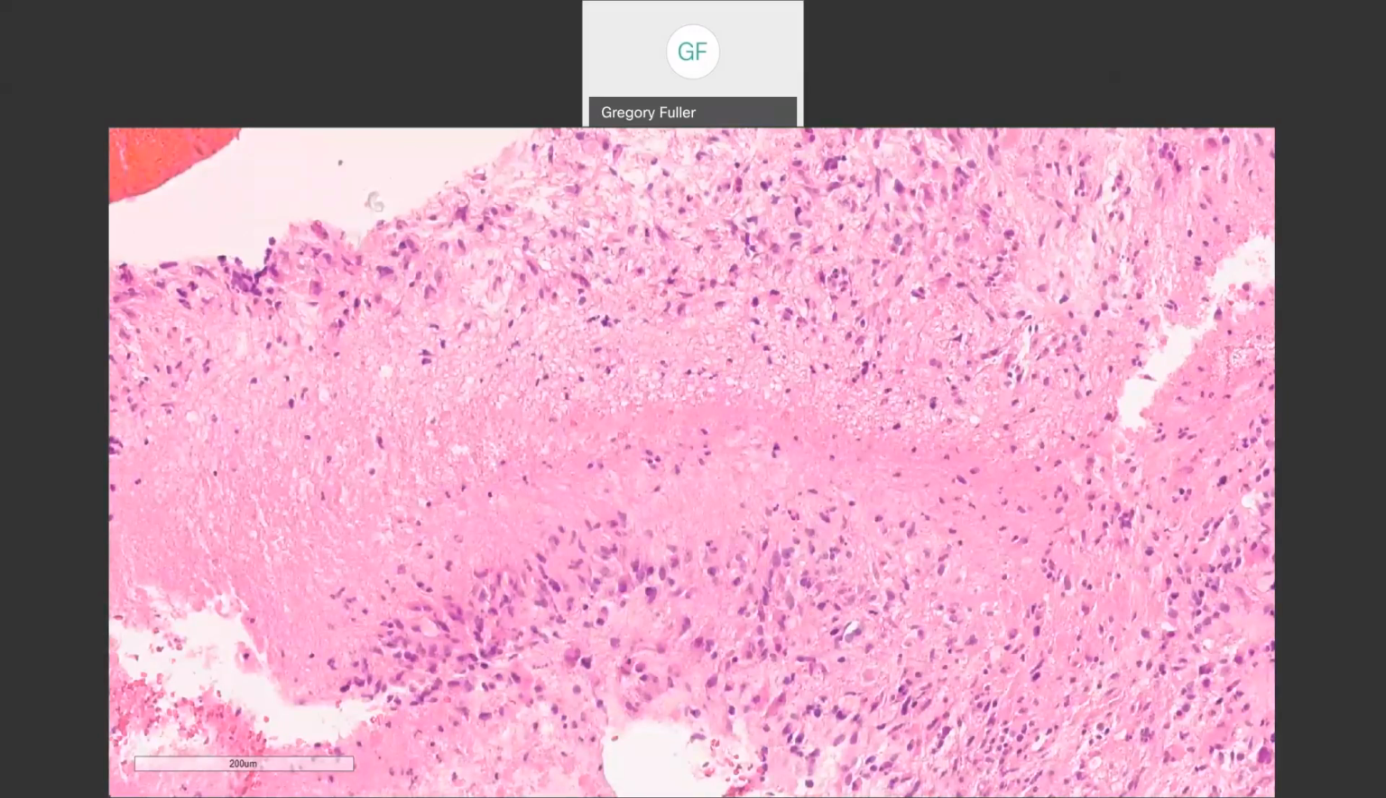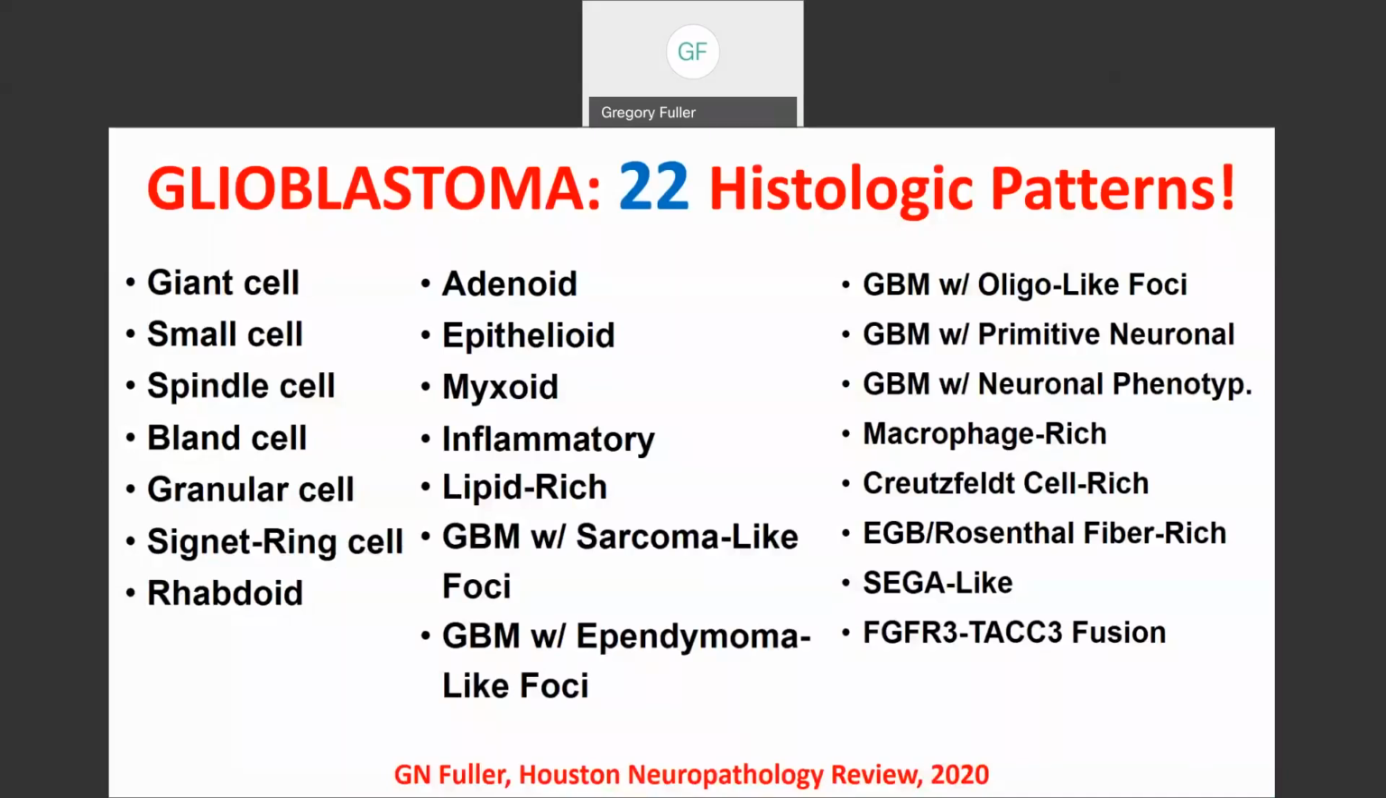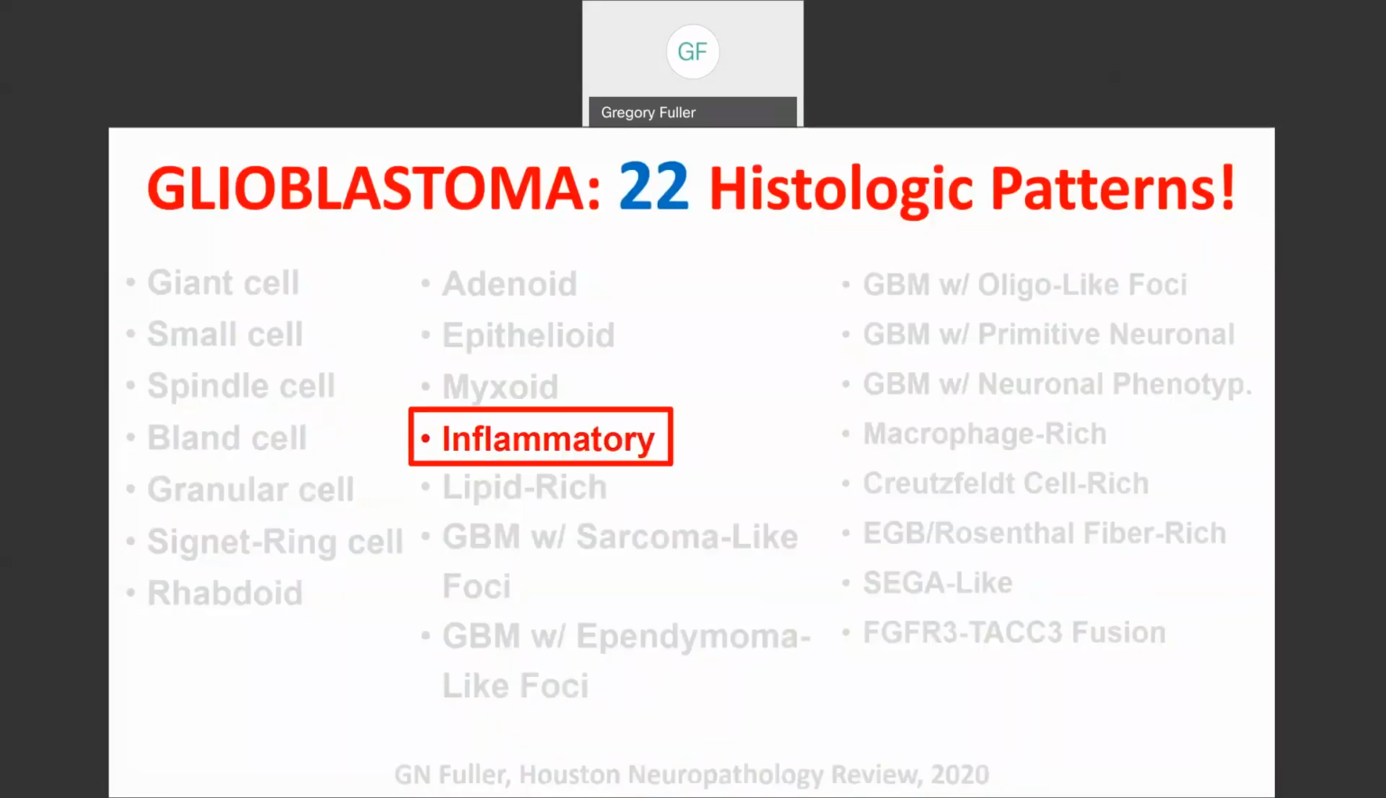They ordered, not up front, not at the beginning, they ordered all of these special stains. Why did they order bug stains? Because of the polys. Why did they do that? Because they didn't know there are 22 histologic patterns that can predominate, particularly on a small biopsy, stereotactic biopsy, in glioblastoma. And look, there it is. It's been on the list the whole time.